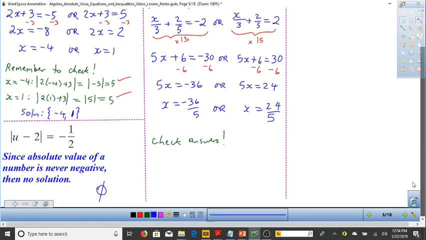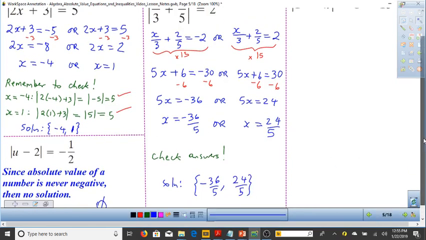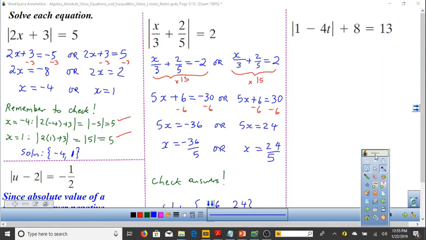So we can then say that the solution is negative 36 over 5, which is a simplified improper fraction, or 24 over 5. Those are the two possible numbers that will work. Let us continue to the next example. In this example, the absolute value is not by itself, so we isolate the absolute value by subtracting 8 from both sides. So let's see what we end up with here.